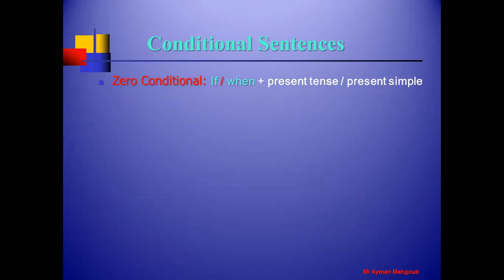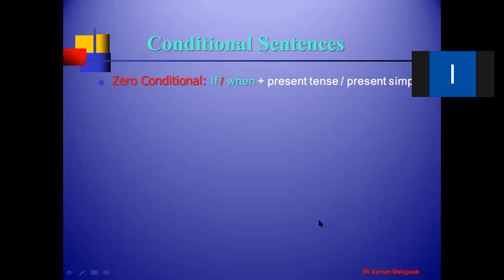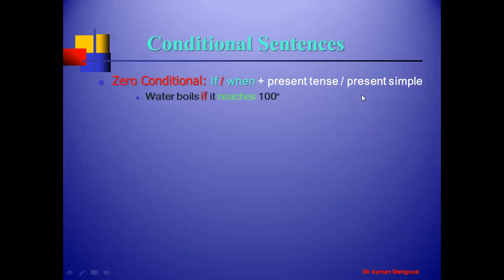The first type is zero conditional. In zero conditional, we can use when instead of if. Yani you can say if or when plus present simple, and the result or the main clause is also in the present simple. For example, water boils if it reaches 100 degrees, or if water reaches 100 degrees, it boils, okay? And you can also use when and say water boils when it reaches 100 degrees.